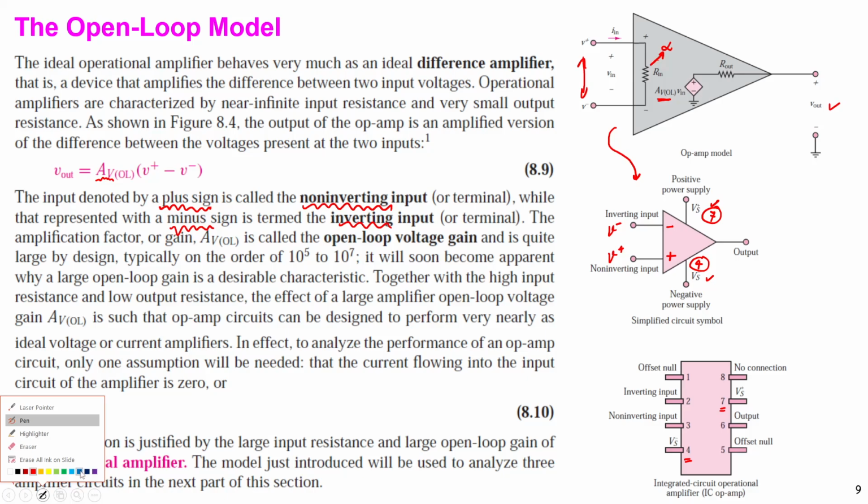And the output will come out from pin number 6, right? Yeah, this pin number 6. The inverting input is pin number 2, and the non-inverting input is pin number 3, just like this. Okay. Then if we connect this device like this, we can get the circuit of an operational amplifier. Okay.